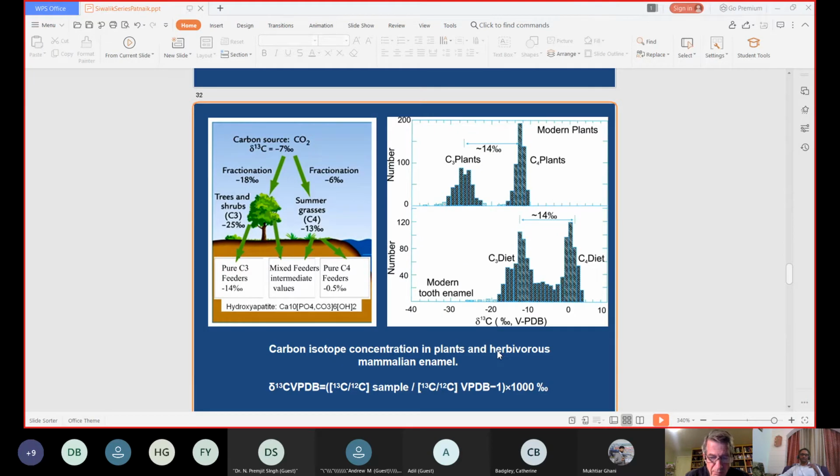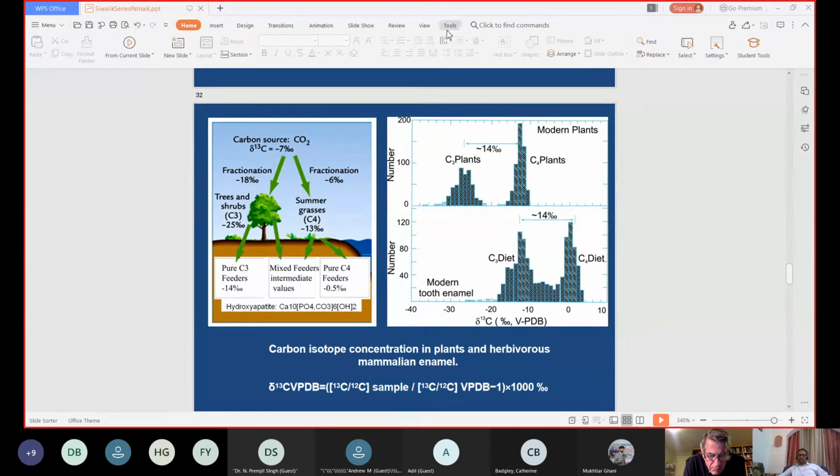And so when a mammal eats a C3 diet, it goes into its system and into the enamel buildup, which is made up of calcium phosphate. There you can see the hydroxyapatite, and we look at the carbon here, which tells us about the diet. So if a mammal is a predominantly C3 feeder, its delta C13 value would fall somewhere around minus 14 per mil, and somebody who is a pure C4 eater would fall somewhere around 0.5 to 1 per mil.